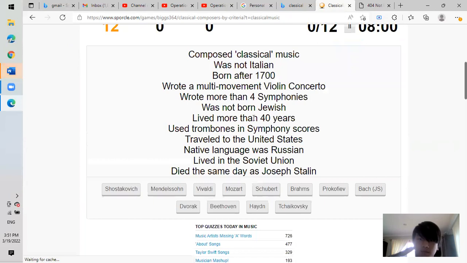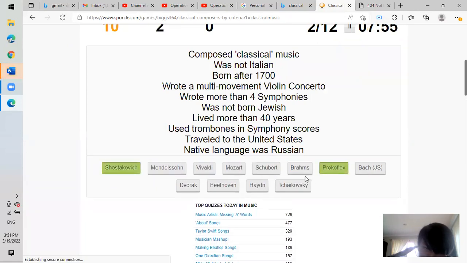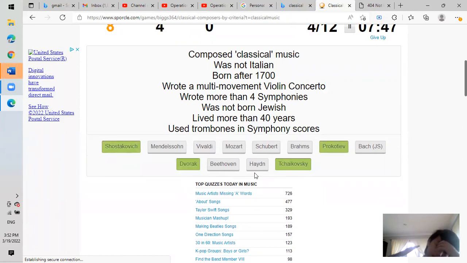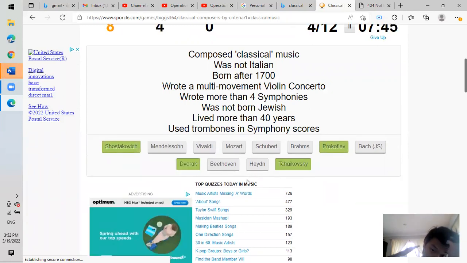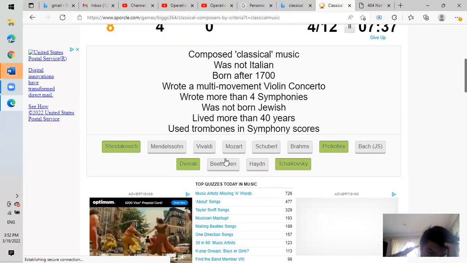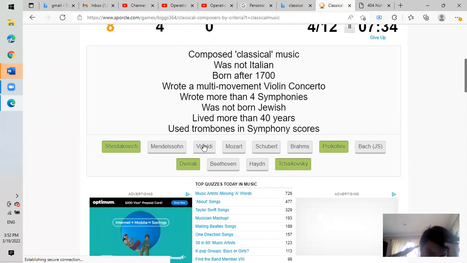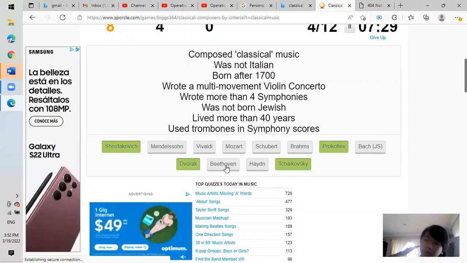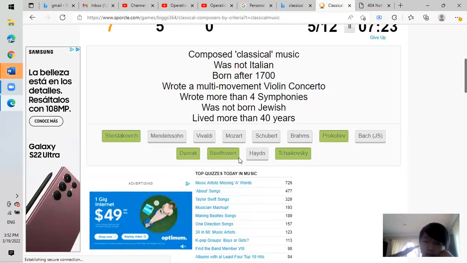Again. Prokofiev, Shostakovich. Wait, now what is it? Tchaikovsky. Dvorak. Okay, then. More than 40 years. No, definitely not Schubert. Mozart definitely ruled out. Vivaldi. No, definitely not Vivaldi. Beethoven. I don't think it's Beethoven. No one else fits. It is Beethoven. What?